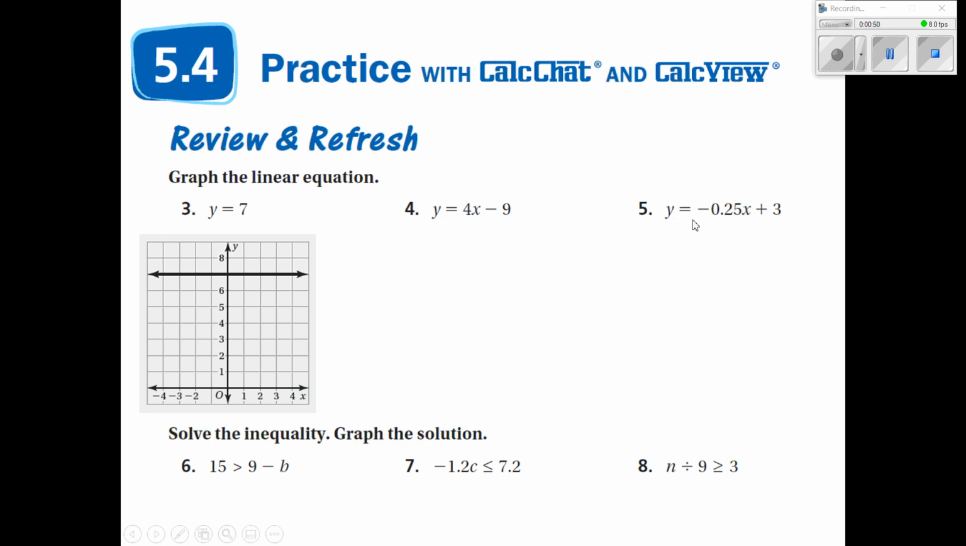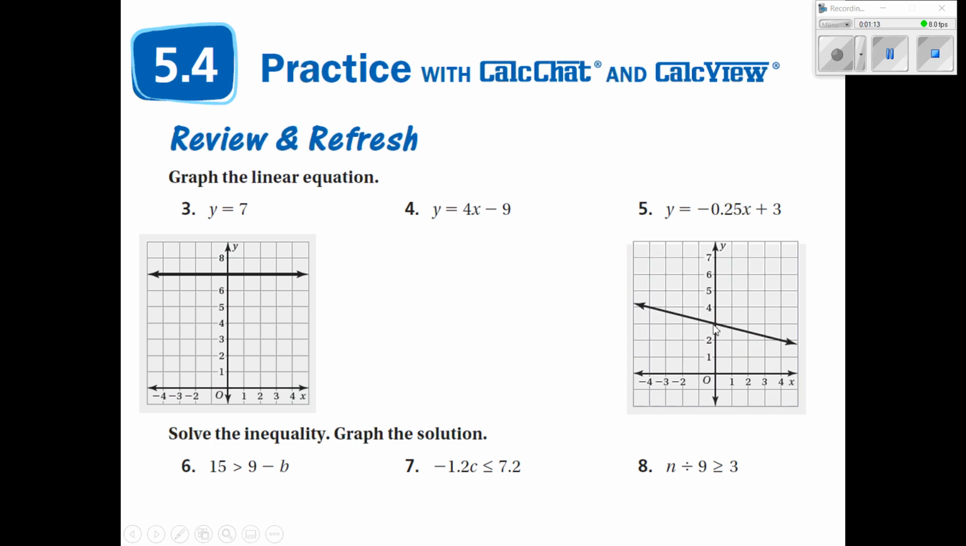On number 5, it says y equals negative 0.25x plus 3. That means it's going to cross the y-axis at positive 3. The line's going to be going downward because it's a negative sign. It's going to go down 0.25 for every 1 it moves over. So as you can see right here, it goes through 3, and it's going down. 0.25 is 1/4. So that means for every 1 it goes down, it's going over 4, right?